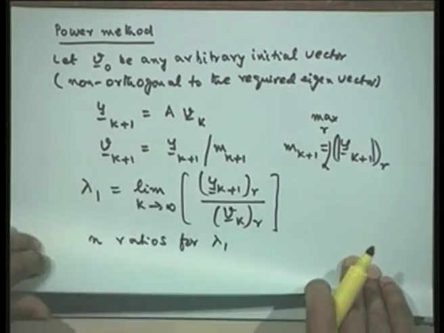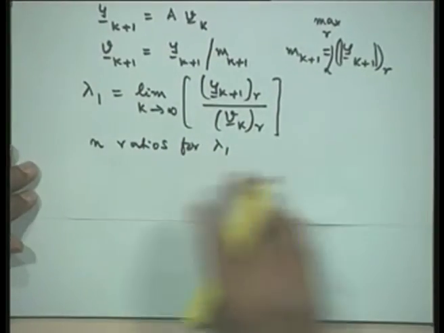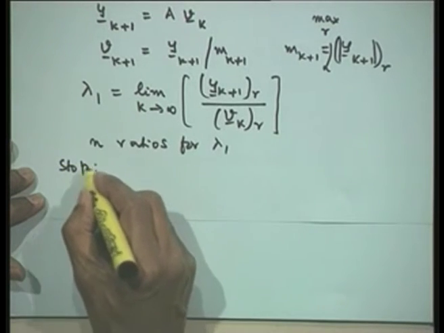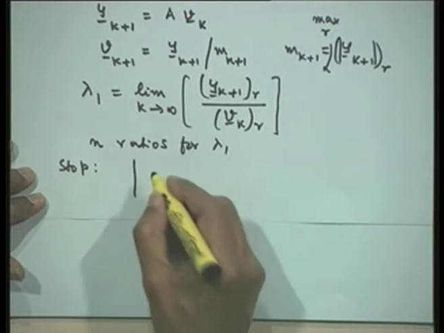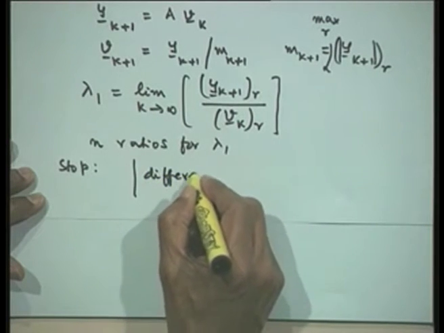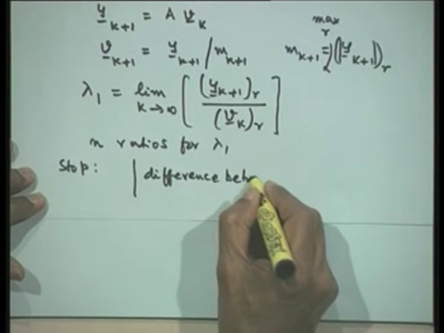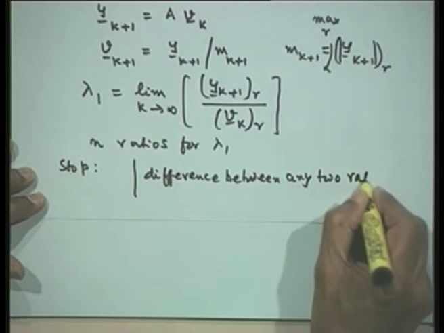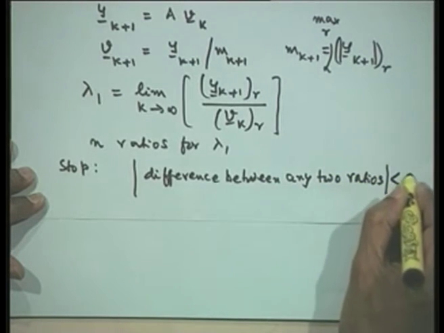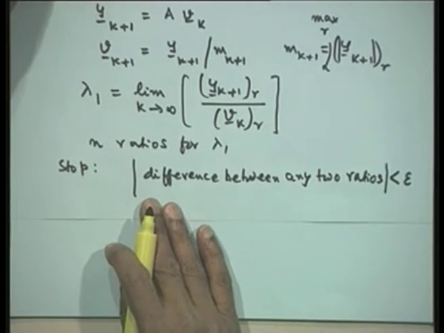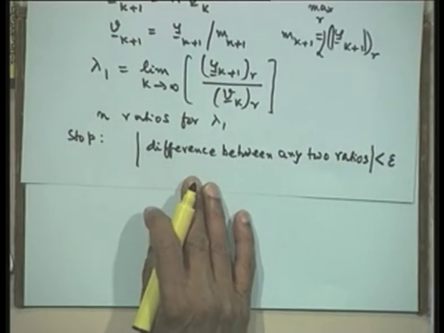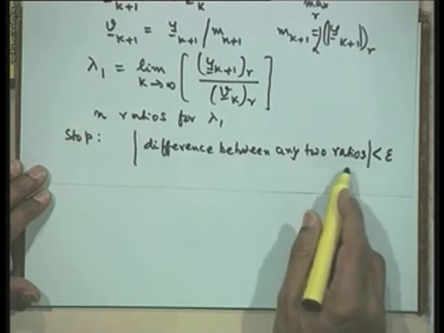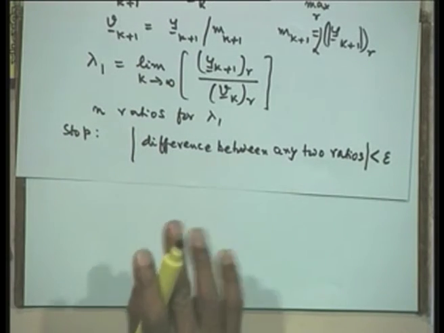Now, the iteration is stopped when the difference between any two ratios is less than a given tolerance. So, the stopping criterion is when the magnitude of the difference between any two ratios is less than a given tolerance epsilon. We are given a tolerance, say that you find the solution accurate to 4 or 5 decimal places, and we will find this eigenvalue lambda 1 such that the difference between any two of these ratios is less than epsilon. That is the required power method.